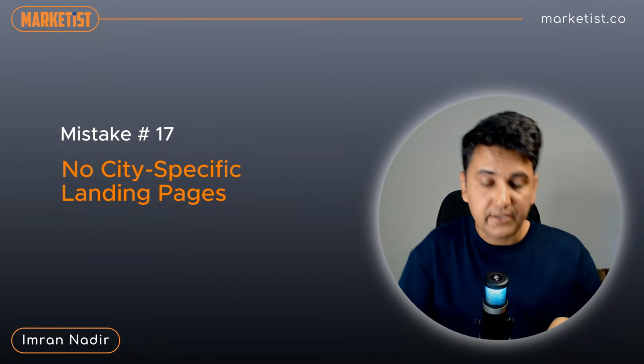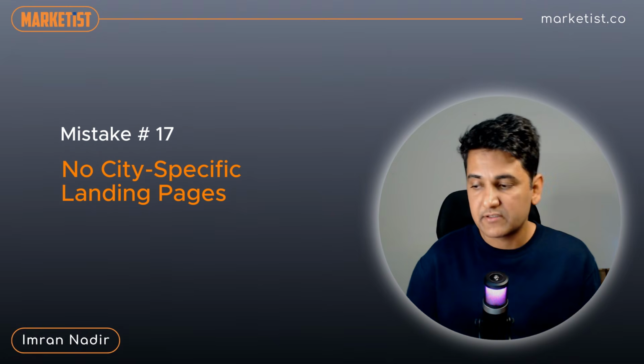Mistake number 17, no city-specific pages on your website. If you serve multiple cities and you have one generic landing page, you will lose conversions as well, because a person who is searching for HVAC repair in Austin but does not see Austin on your landing page, there the trust issues come. That disconnect hurts performance. People trust businesses that clearly serve their area. And remember, specific beats generic every time.